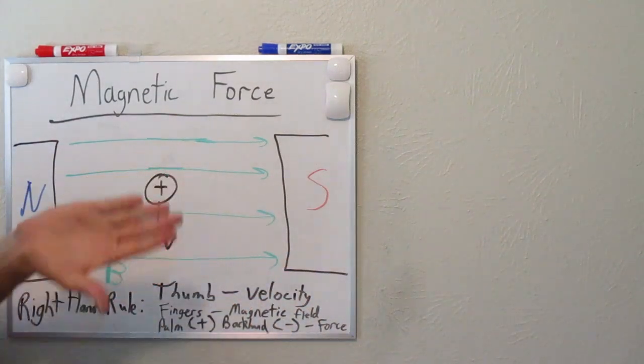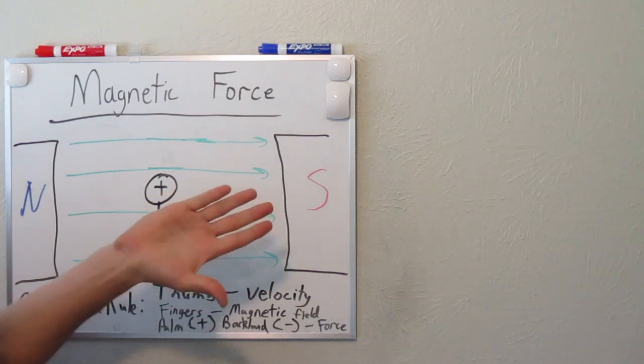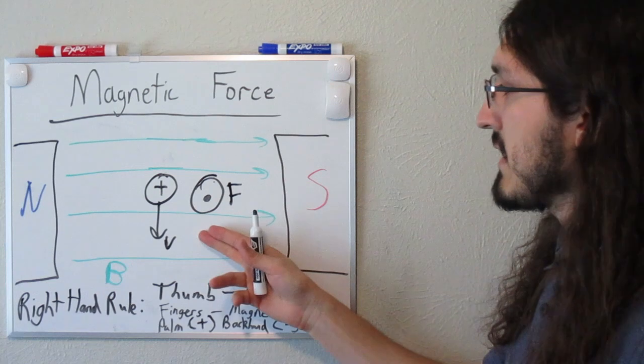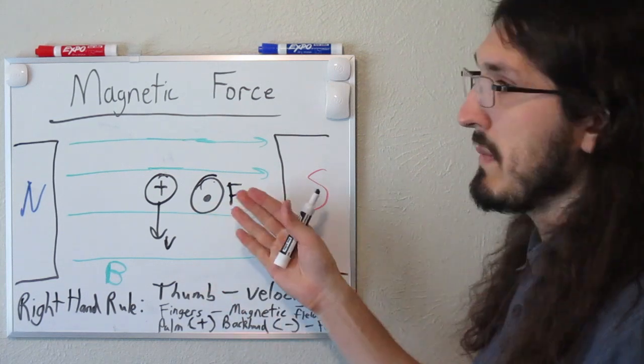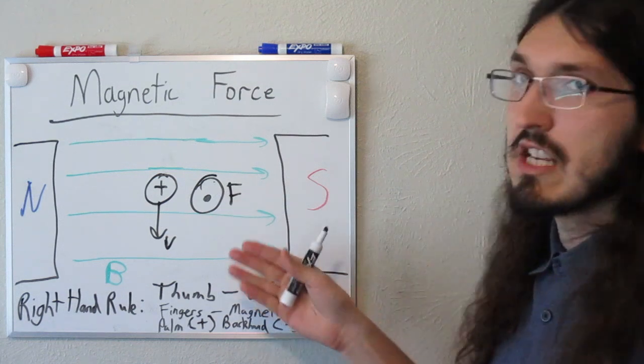This is a really awkward hand position for me, but if I point my thumb downward and my fingers to the right, my palm is going to be facing outward now. So now that the velocity is going downward, the force is coming out of the board. We use a circle with a dot to notate that something is coming out of the board.